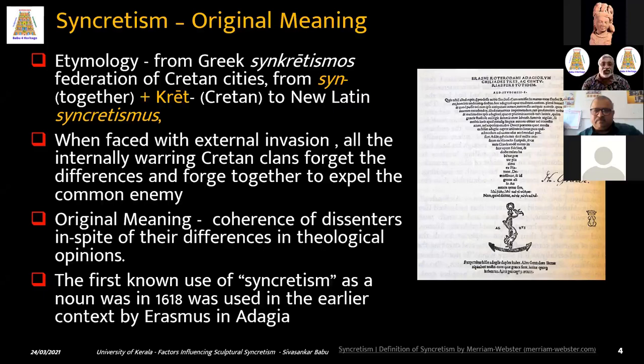And this term is used as a noun by Erasmus in his Adagia, where he defines syncretism. And this is a list of proverbs which were being used at the time. There is a fairly extensive collection of proverbs available there. So this is how syncretism was originally meant.